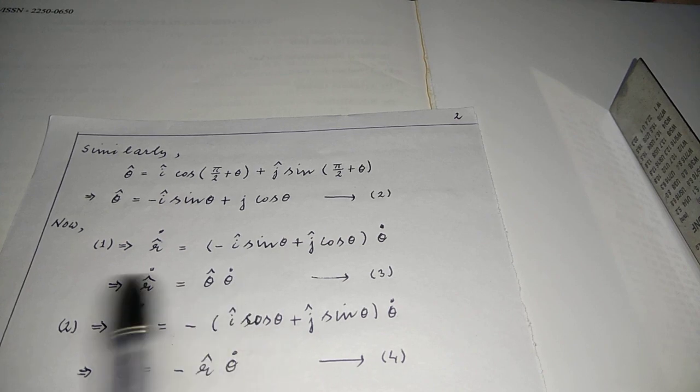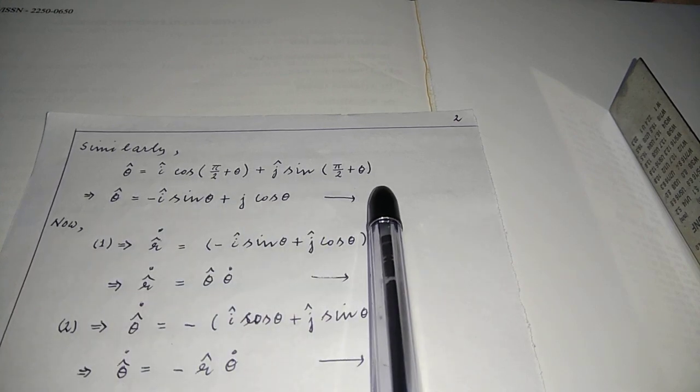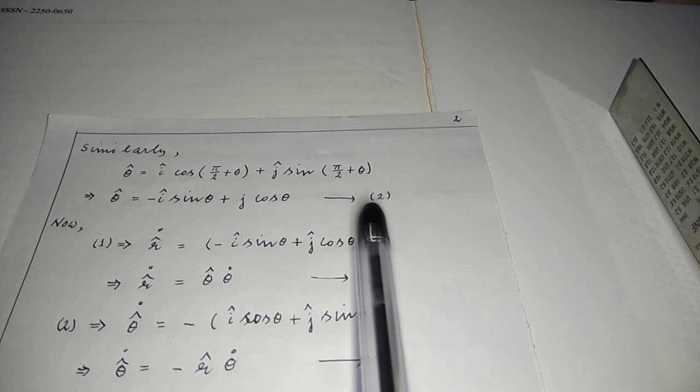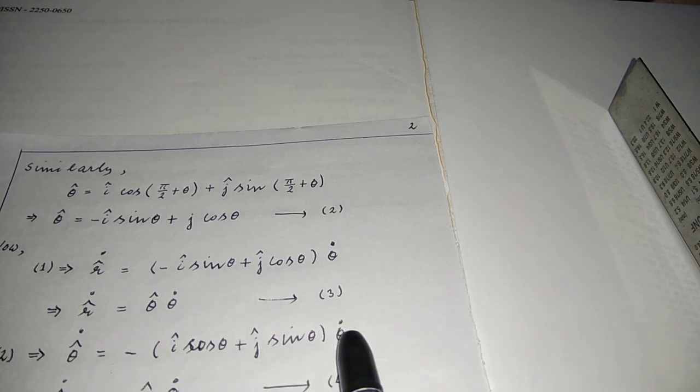Again, differentiating equation 2 with respect to t, what is the differentiation of sin theta? You will get cos theta. And the differentiation of cos theta is minus sin theta. Ultimately, after taking minus common, you will get i cap cos theta plus j cap sin theta, and d theta by dt you will get theta dot. In a similar manner, we can write theta cap dot is equal to, this expression is nothing but the r cap from equation 1. So we can write minus r cap theta dot.